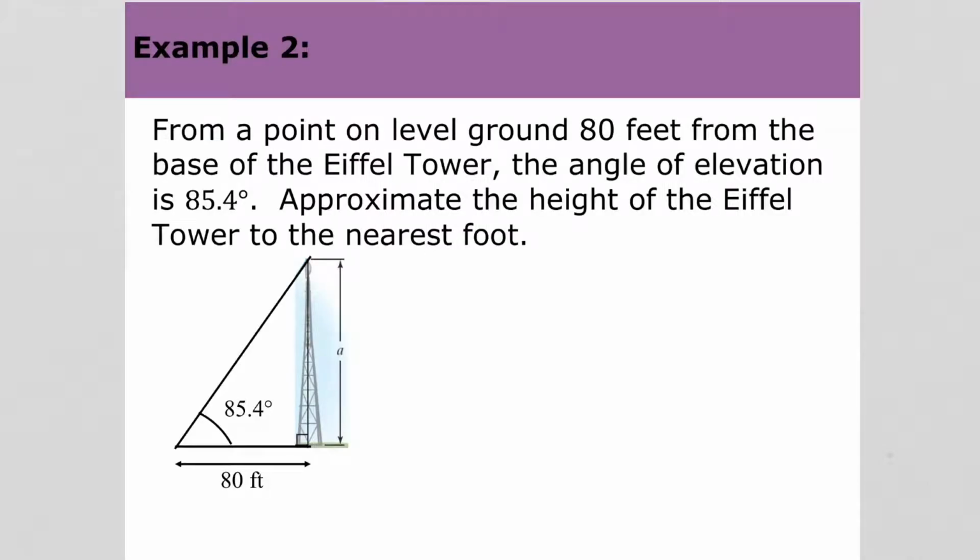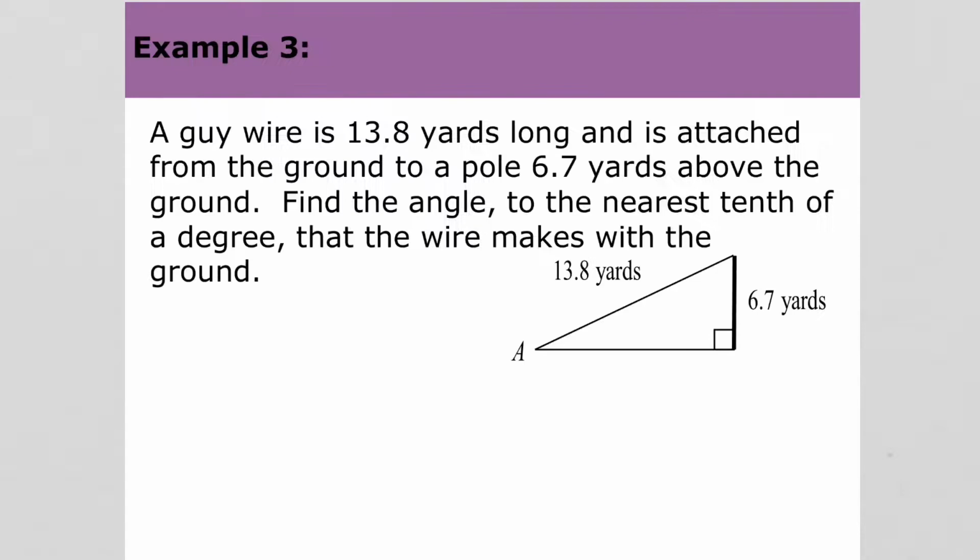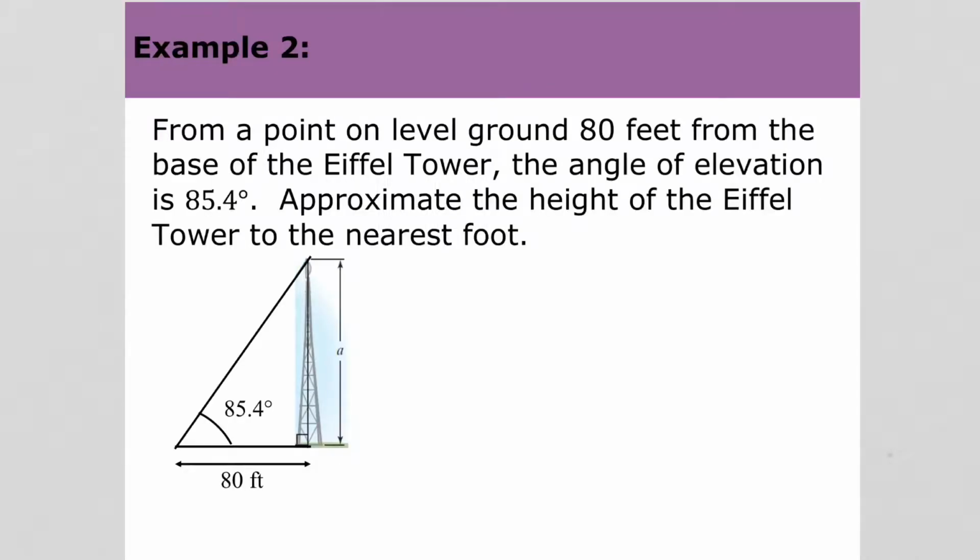Example 2 says, from a point level on the ground, 80 feet from the base of the Eiffel Tower, the angle of elevation is 85.4 degrees. Approximate the height of the Eiffel Tower to the nearest foot. So we're going to be talking about angle of elevation and depression. Angle of elevation is just going up from the horizontal. Angle of depression is the angle going down from the horizontal.